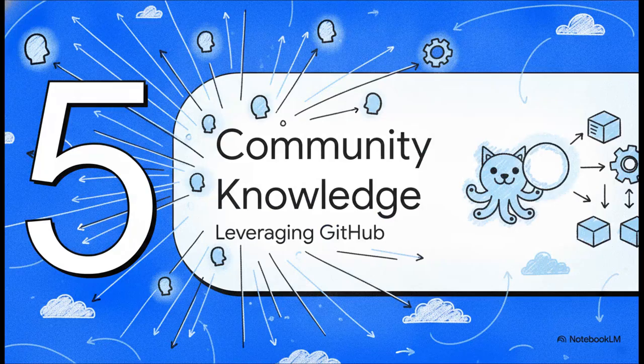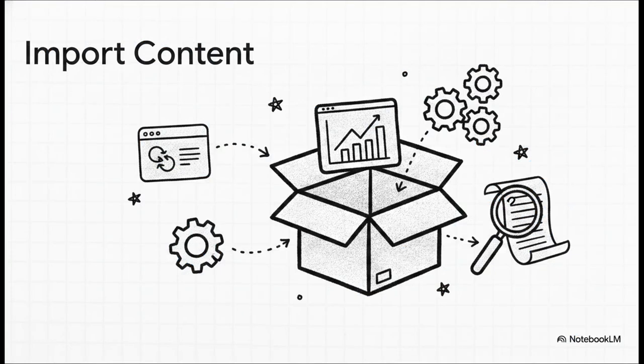Which brings us to Section 5, Scaling with Community Knowledge, leveraging the Oracle O&M GitHub repository. Up until now, we've explored what you can build all by yourself. But shifting from individual, manual effort to massive community scale is where the magic really happens. You don't have to build every single custom parser or dashboard in a vacuum.